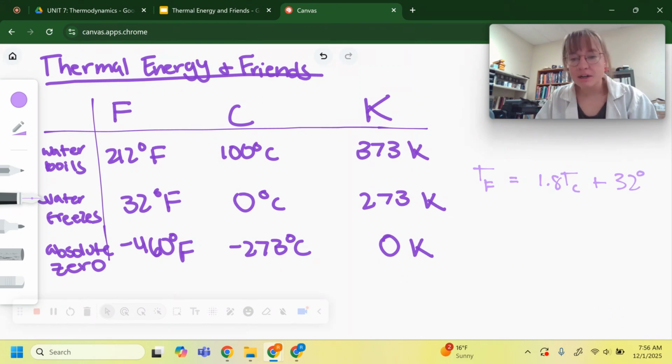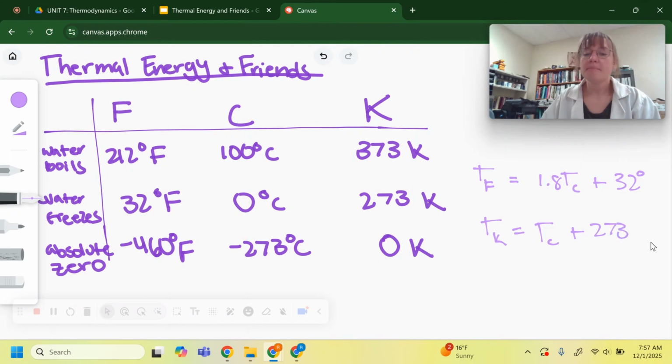The temperature of an object in Kelvin is equal to the temperature of that object in degrees Celsius plus 273. Because when an object is at 0 Kelvin, that is negative 273 degrees Celsius. We have found that this is the temperature we need to get something to in order for all the particles to stop moving completely. So in order to find the temperature in Kelvin, you add 273.